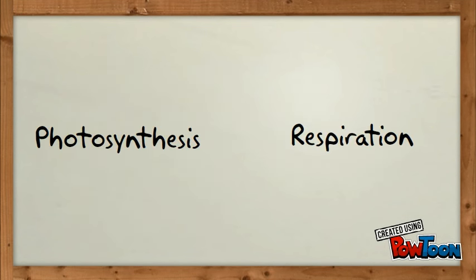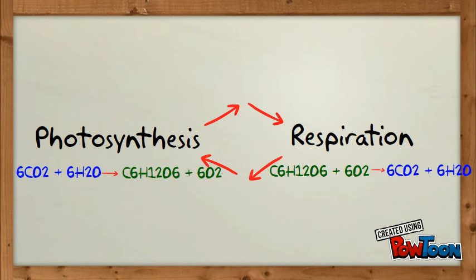Photosynthesis and respiration are both very important processes, and they are connected in a cycle. Remember, the ingredients for photosynthesis are carbon dioxide and water, and photosynthesis produces glucose and oxygen. Now, the ingredients for respiration are glucose and oxygen, and this process produces carbon dioxide and water.